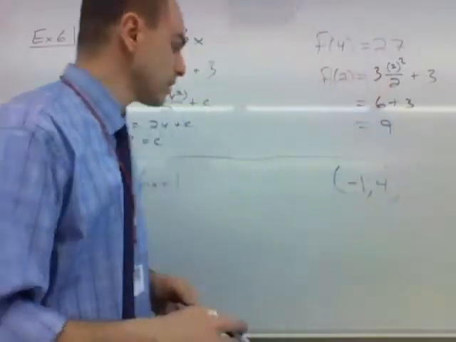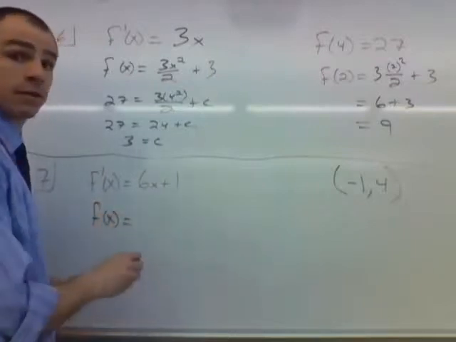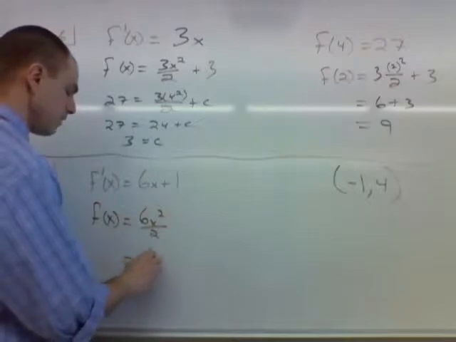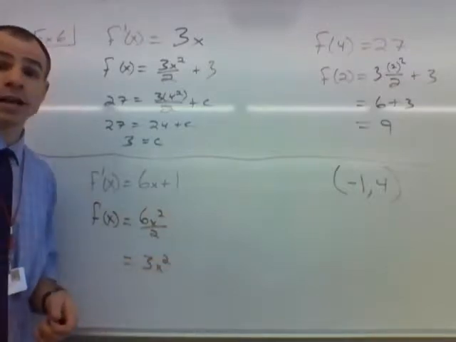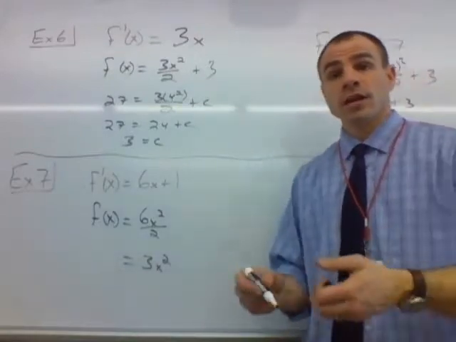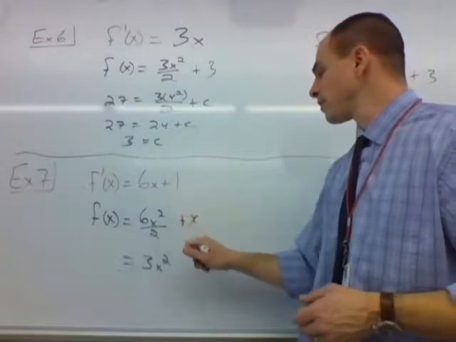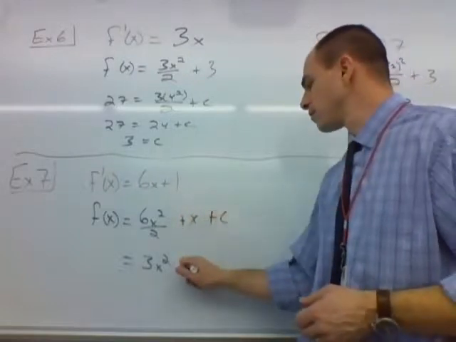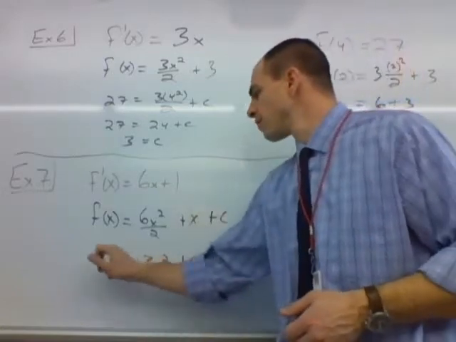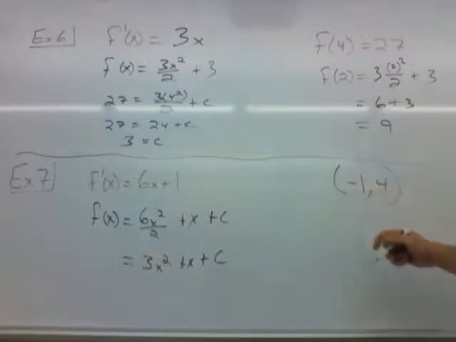If f prime is 6x plus 1, then f of x will be the antiderivative of that. So we've got 6x squared over 2. And again, if you see that as 3x squared, you can write it as 3x squared right away. That's great. That shows that you're progressing as your antiderivative skills are increasing. And we have plus 1, which becomes plus x, and we have our plus c. And you don't have to write the 1 in front of the x there. So this is our f of x, and we know that when we plug in -1, we get 4.